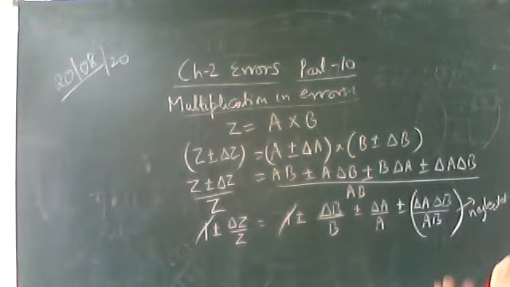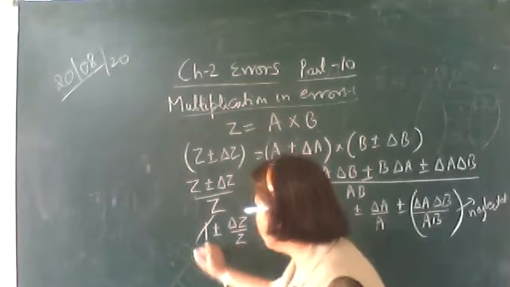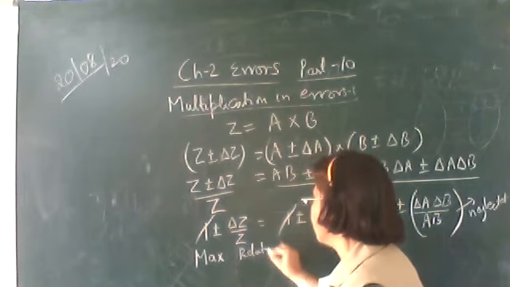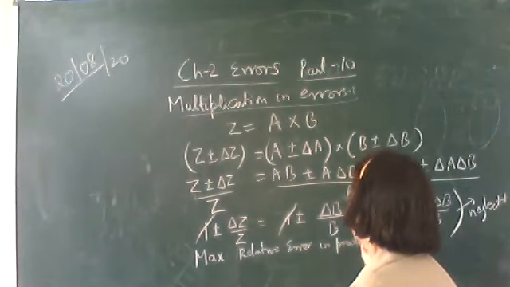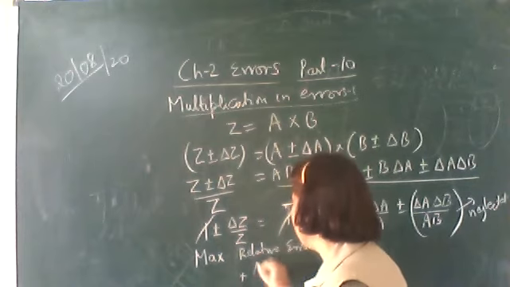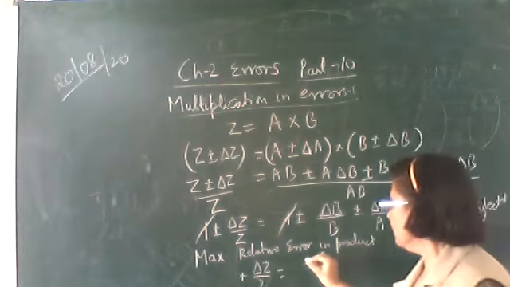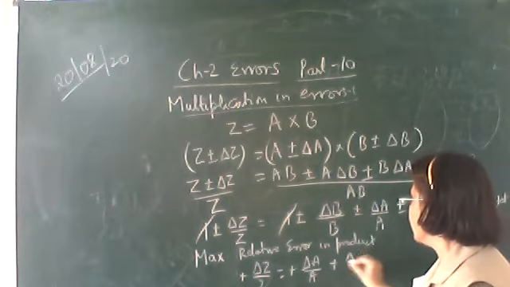Now, what will we find out? The maximum relative error. What maximum possible error could be made? When we find the maximum error, we consider the positive sign. So the maximum possible relative error in the product is plus delta z upon z, equal to, here also you consider the plus sign, plus delta a upon a plus delta b upon b.